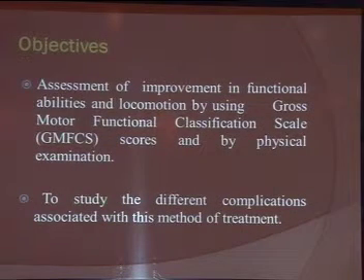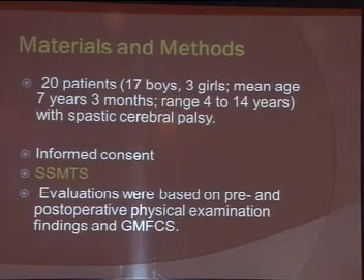In my study, the objective is assessment of improvement in functional ability and locomotion using the Gross Motor Function Classification scale score by physical examination. Also, to study the different complications associated with this method of treatment. In my study, there are 20 patients, 17 boys and 3 girls. Mean age is 7 years 3 months, ranging from 4 to 14 years, with spastic cerebral palsy.